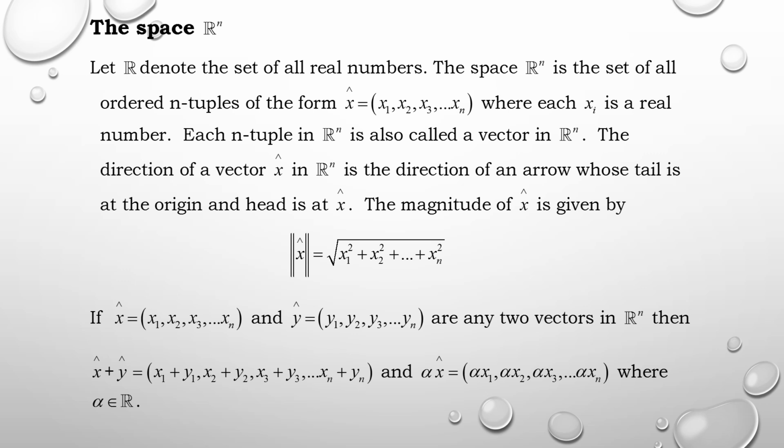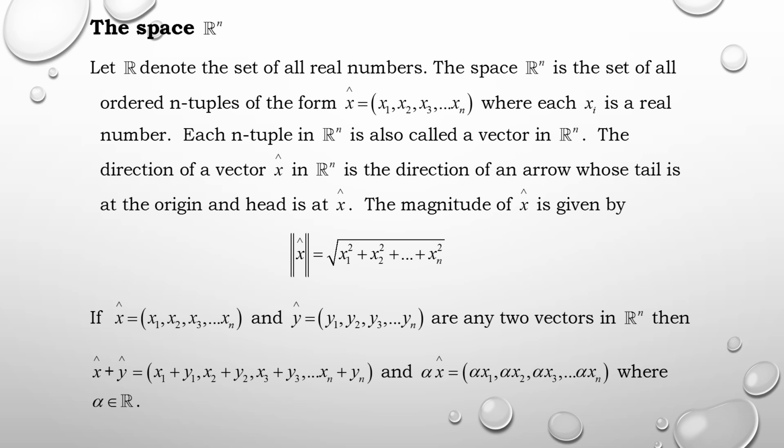Now, how to add two vectors in Rn? If we take x cap equals x1, x2, so on xn and y cap equals y1, y2, so on yn in Rn, then their addition x cap plus y cap is given by x1 plus y1, comma, x2 plus y2, comma, x3 plus y3, so on, comma, xn plus yn. This type of addition is called point-wise addition.